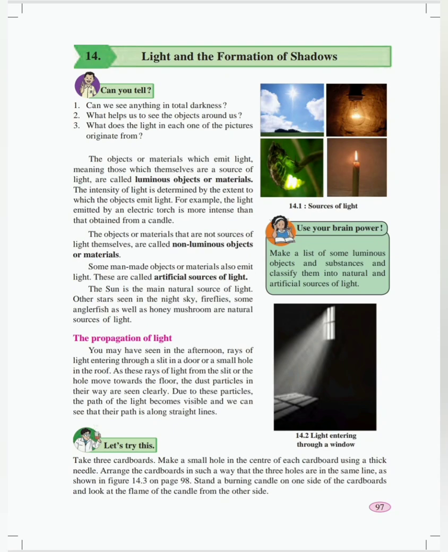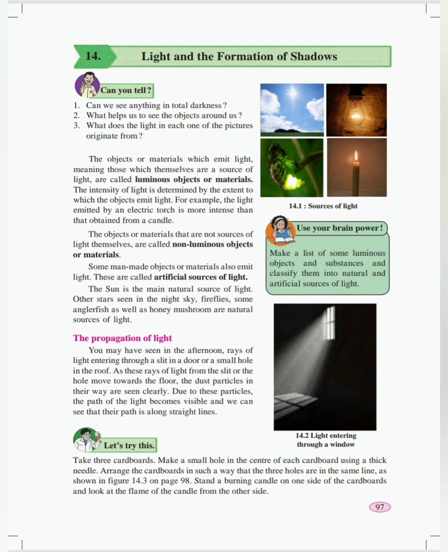The third point is artificial sources of light. The objects which are created by man, or man-made objects, that release or emit light are called artificial sources of light. For example, a mobile phone or a torch. These are all man-made materials, so they are called artificial sources of light.